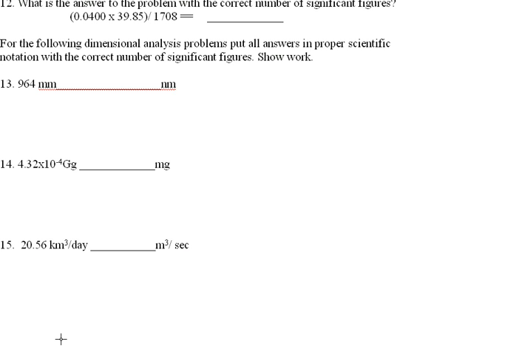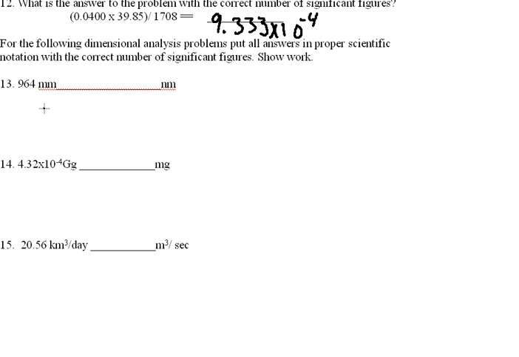And if we take a look at number 12 here, we're going to take 0.0400 times 39.85, and then we're going to divide that quantity by 1708. So if we do this, we're going to end up with 9.33 times 10 to the negative 4th. We've got 4 sig figs in each of these things. Actually, this will bring it down to one more 3 there if you look at the number that pops out in your calculator. So we've got 4 sig figs here.